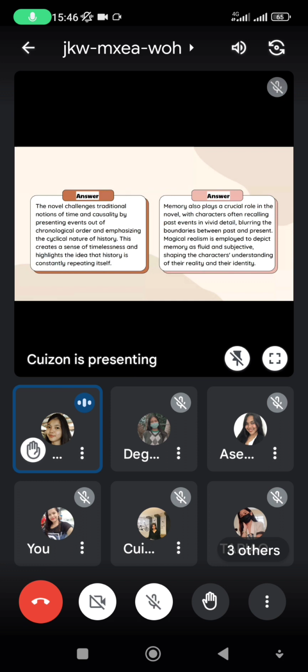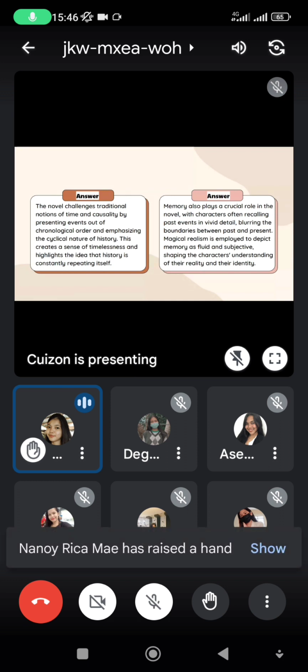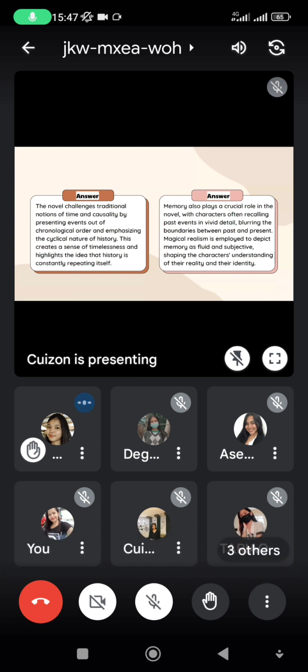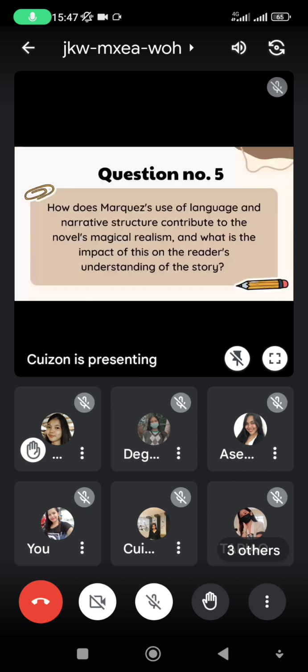So let's now move on to question number 5. Next slide. Question number 5. How does Marquez's use of language and narrative structure contribute to the novel's magical realism? And what is the impact of this on the reader's understanding of the story? Next slide, please.